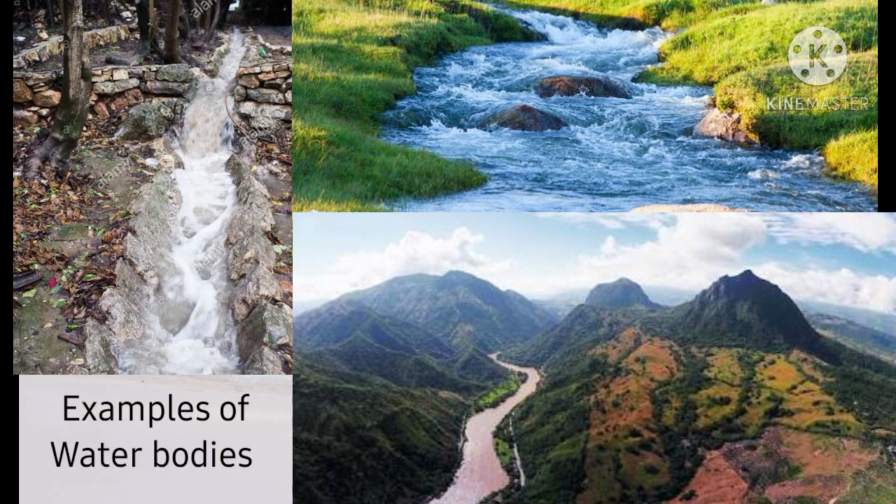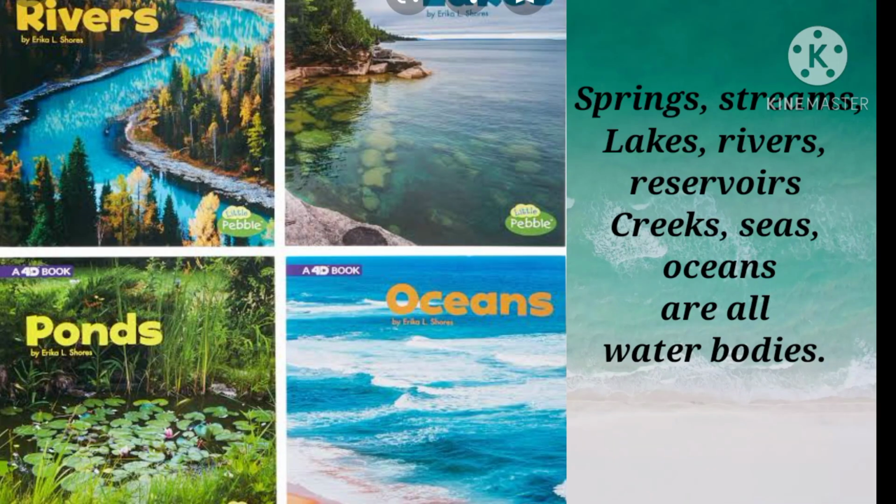Rain also falls on high places like mountains. This rainwater flows downhill. Numerous rivulets of water flowing downhill join together to form a river. A river flows down mountains and plateaus through valleys and over plains. Flowing water and stores of water are examples of water bodies. Springs, streams, rivers, lakes, reservoirs, creeks, seas and oceans are all water bodies.